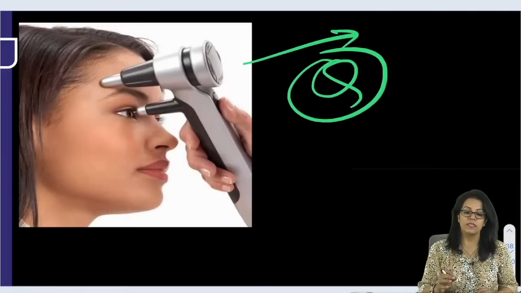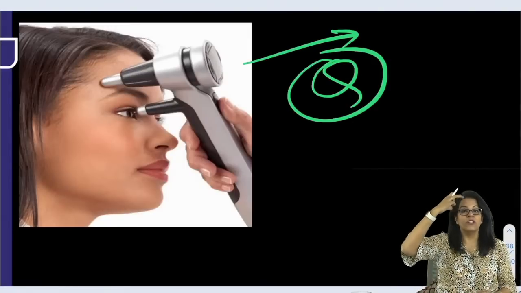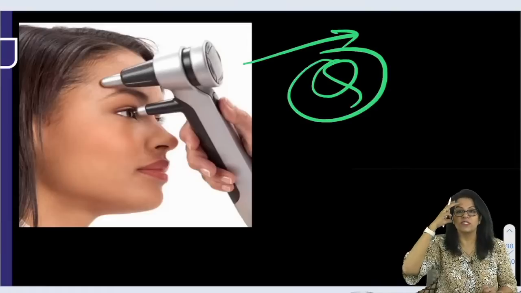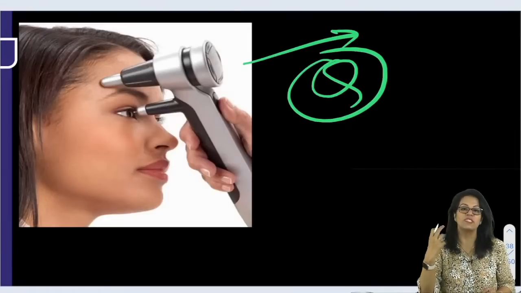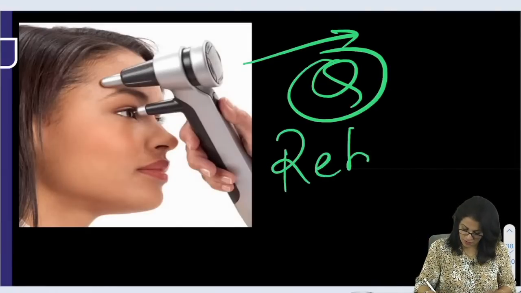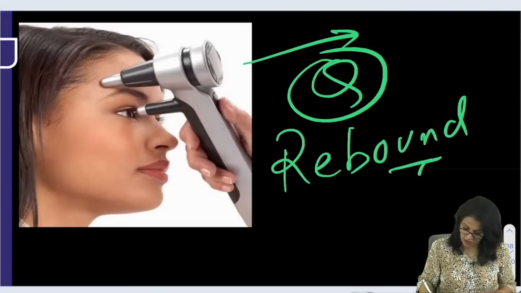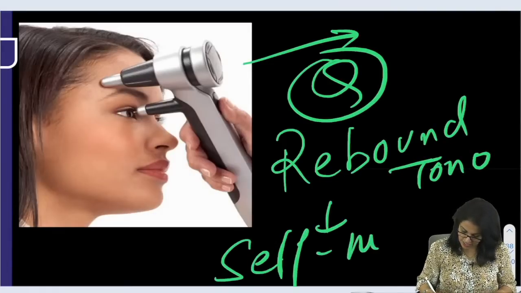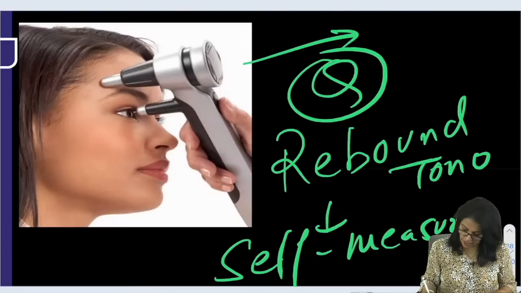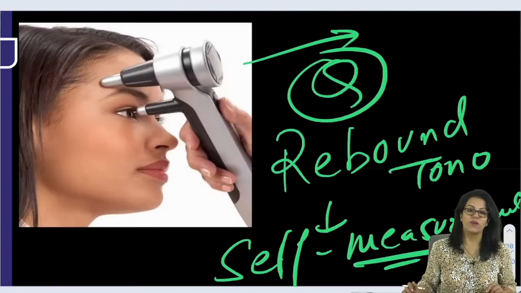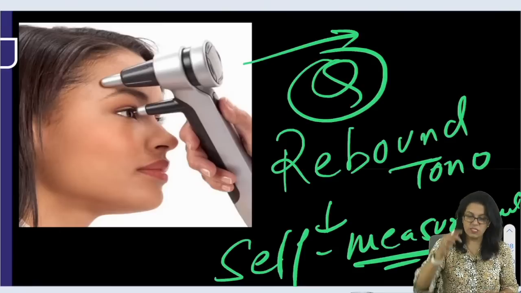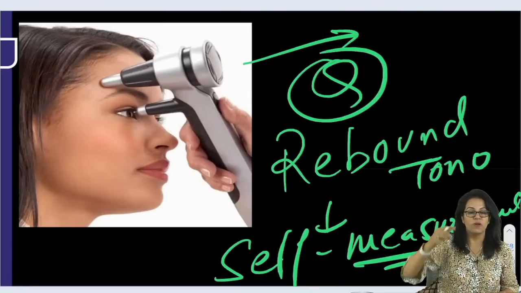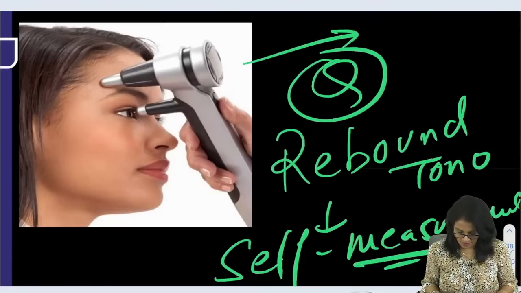Which type of tonometer? You are stabilizing it on your forehead. Any tonometer where you are stabilizing on the forehead. Self measurement. So it's a rebound tonometer. And this was again your AIMS question. The answer was this is used for self measurement, so you can measure it for your own eye. So whenever you see something stabilizing with the forehead, we are talking about rebound.